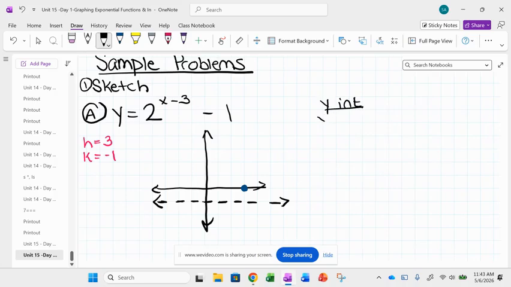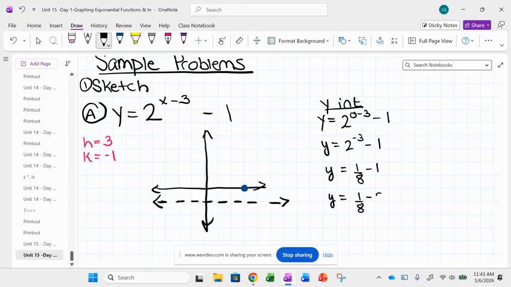So we're going to plug in 0 for x. So we're going to have y equals 2 to the negative third power minus 1. y equals 1/8 minus 1. So that's going to be 1/8 minus 8/8. So y will equal negative 7/8, which is going to be about here. So now this looks something like that. And like I said, it's just an idea. It's just a sketch. It's not going to be perfect.